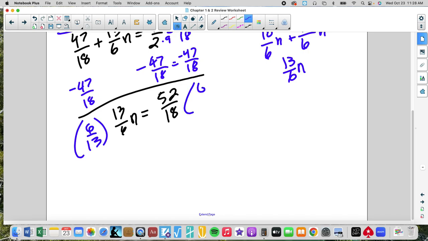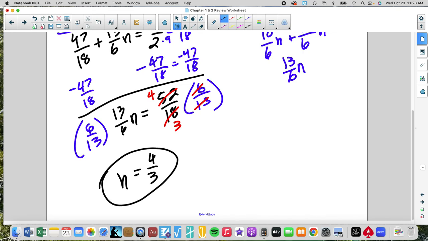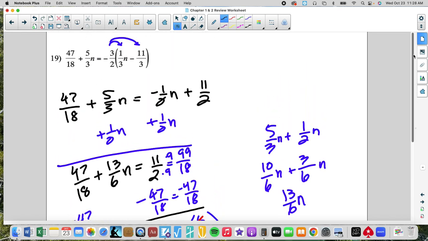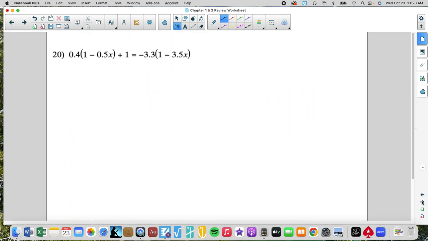We're going to multiply by the reciprocal, 6/13, 6/13. These cancel. 6 goes into 18 3 times, and 13 goes into 52 4 times. So we're left with 4/3. N equals 4/3. Not bad. Fractions should not be challenging. There's no crazy mathematical process that I'm doing.